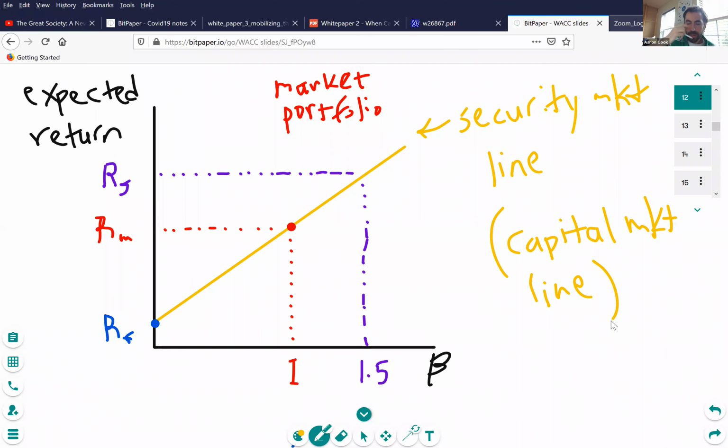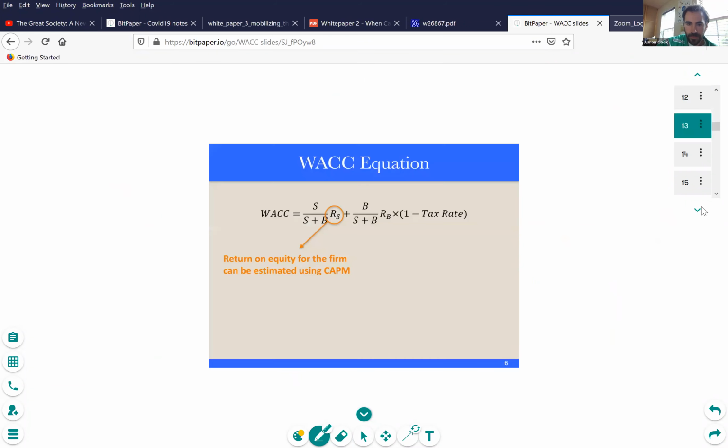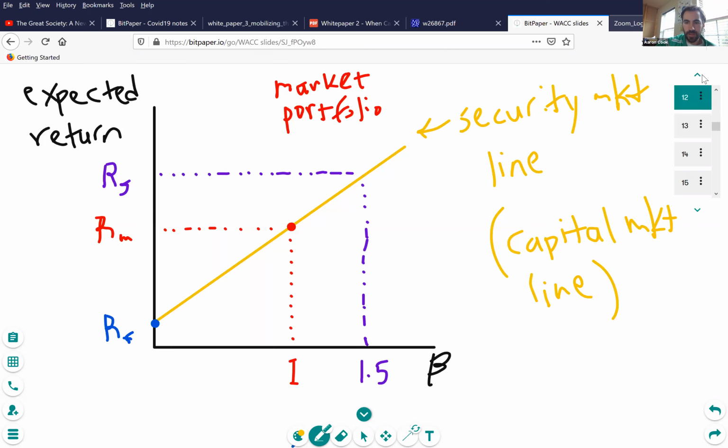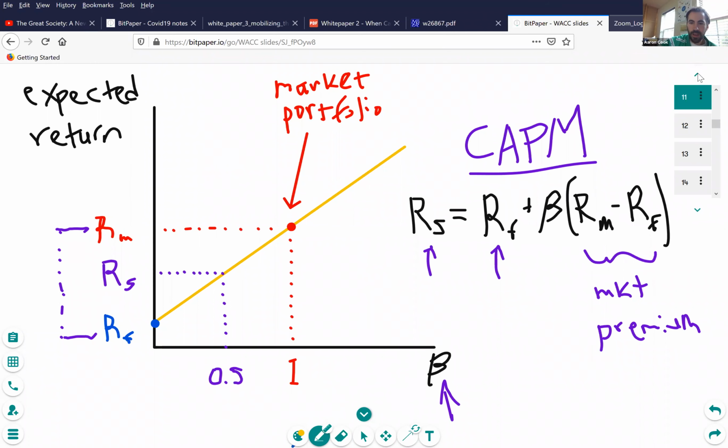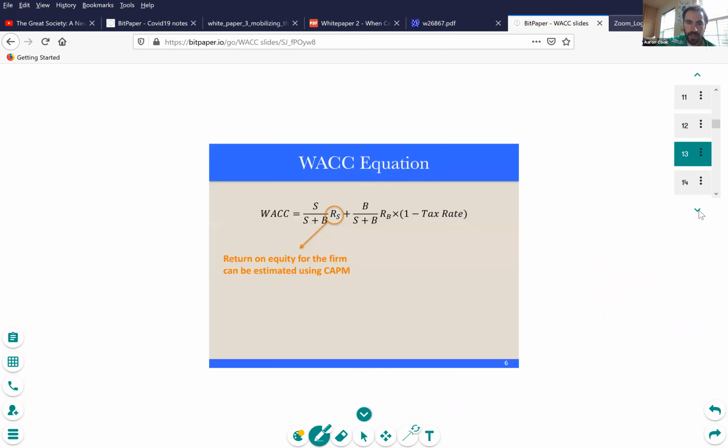So that's one of the components in the WACC. We have RS, which is the return on equity for the firm. That's coming out of this CAPM equation. Given a firm's beta, RS comes out of the capital asset pricing model equation. Plug in beta, plug in the risk-free rate. You know the market average returns, you know the risk-free rate, and so you use all those variables to figure out what the expected return, or the required return, on asset S is. So that's the first component.